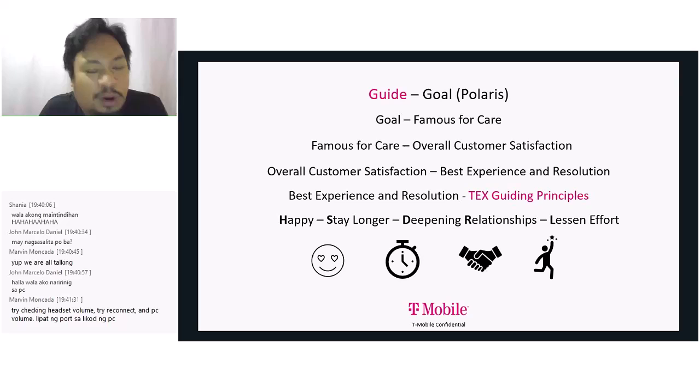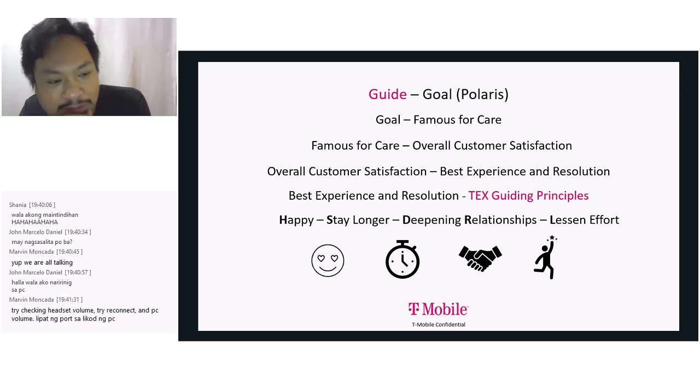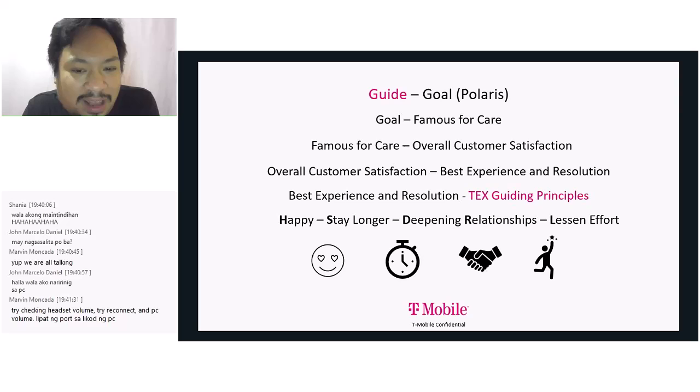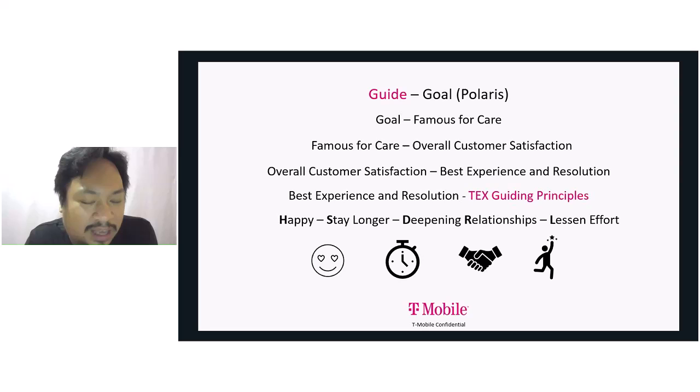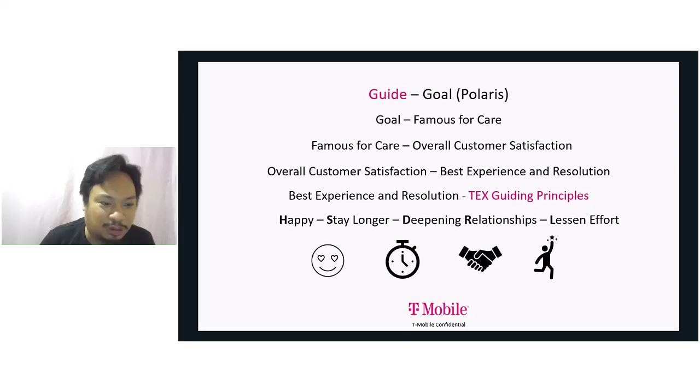Pwede rin siya. Now, answer this question by yes or no. I'm gonna define metrics my own personal way on how I understood this. So, metrics is the result of our actions. Yung ginagawa natin, masusukat mo siya sa metrics. For example, what's your action? My action is to make the customer happy, stay longer, to deepen the relationship, and lessen their effort. So, if I do anything related to these pillars, and then it should move the metrics. So going back, yes or no, metrics are the results of my actions. Close-ended question yan, ha?